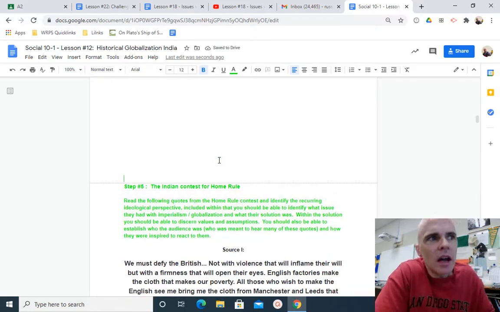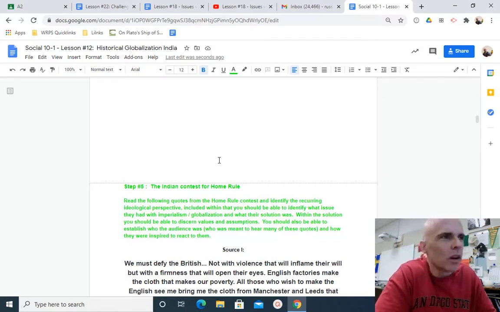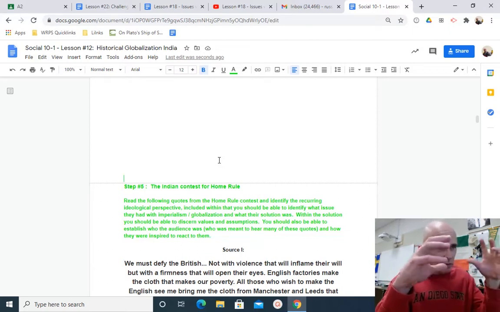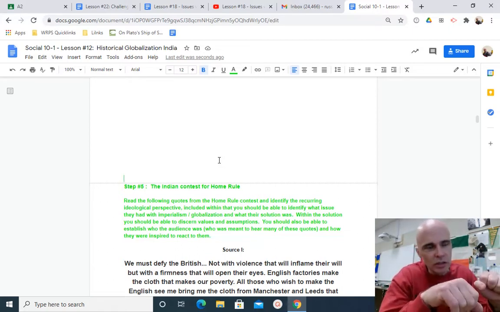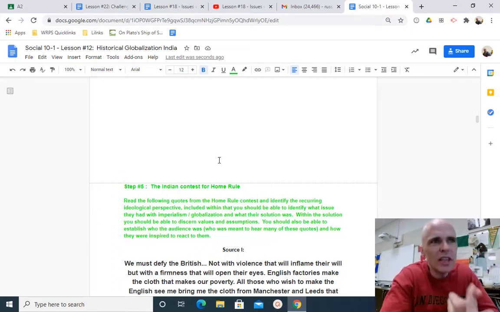Step 5, I want you to understand the British were not welcome in India by everyone. And I want you to understand this contest for home rule that Gandhi was a big part of. So in order to do that, I have a number of quotes from the movie Gandhi that we would watch if we were in class, but we're not. So I've taken some of the key moments and I have some quotes. And I want you to not dissect the quotes individually because you might not understand the context. But I want you to combine them and see if in combination you can identify what is the issue that the Indian people have with British imperialism, and therefore what is the issue they have with globalization, and what is their solution for this issue.